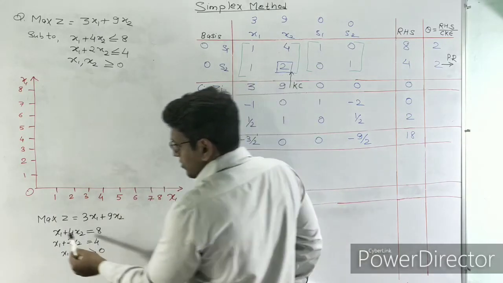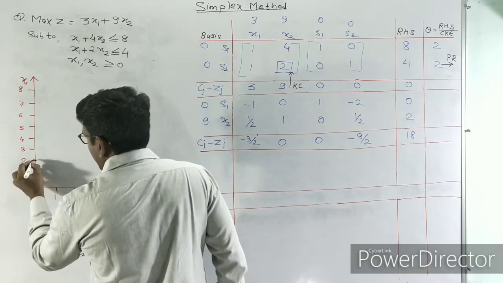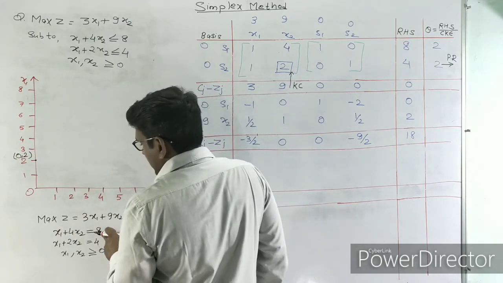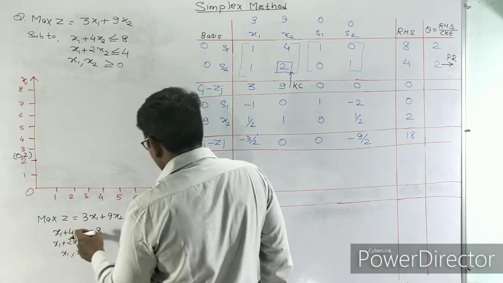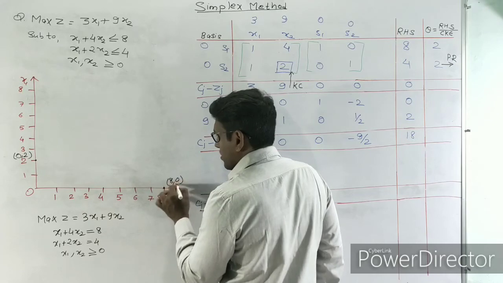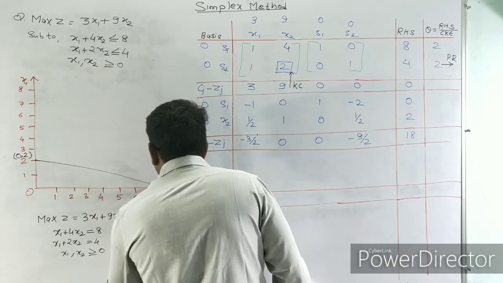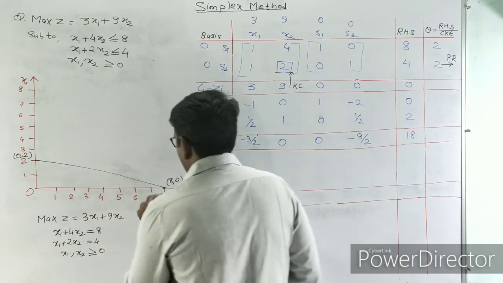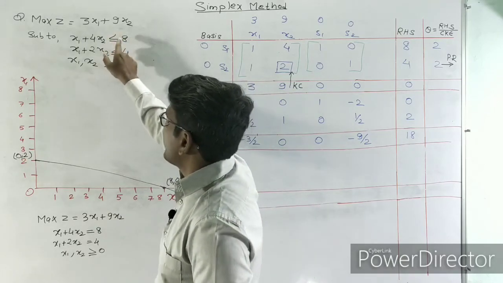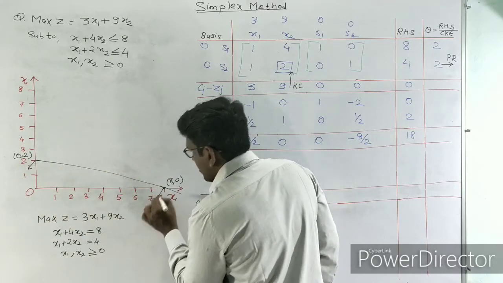If I put x1 equal to 0, I'll get x2 equal to 2. That means I'll get this point, 0 comma 2, the first point. Similarly, if I put x2 equal to 0, I'll get x1 equal to 8. So this will be 8 comma 0. Please consider this as the straight line, and the equation says that there is a less than or equal to sign. That means the feasible region is towards the origin.